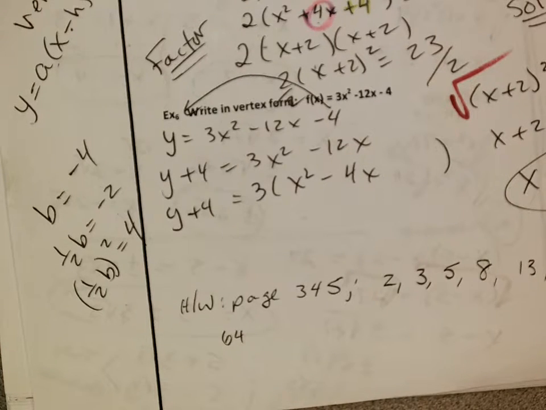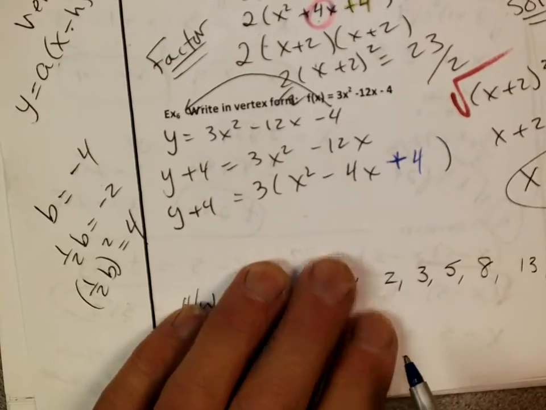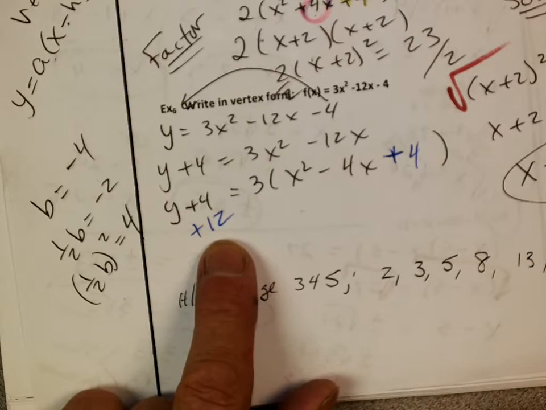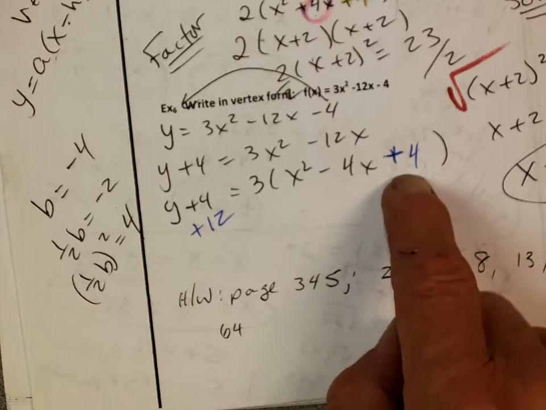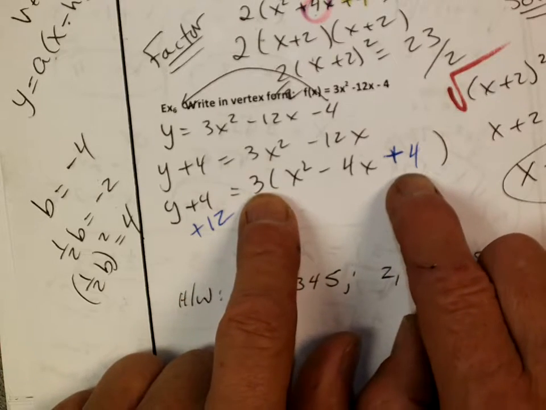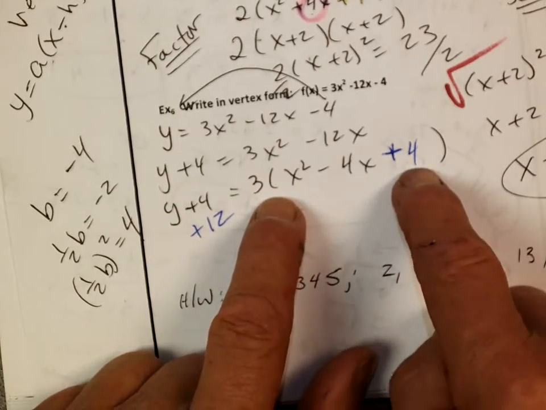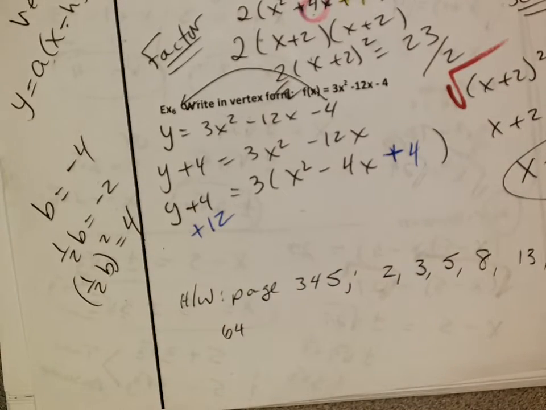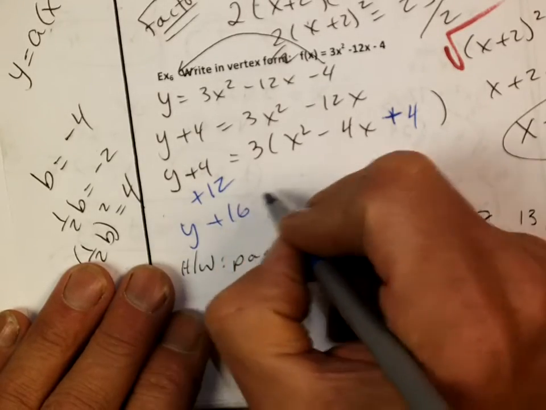I'm going to put a plus 4, using a different color, plus 4 here, and I'm going to put a plus 12 here. Now where did this 12 come from? That's 3 times the 4, isn't it? So when I stick the 4 in here, what I've really stuck in here is 3 times 4, which is 12. So again, the equation's out of balance. I just dumped 12 piles of dirt on this side of the scale. I better put in 12 piles of dirt on this side to keep it balanced, right? Now let's simplify this. Y plus 16 equals 3.